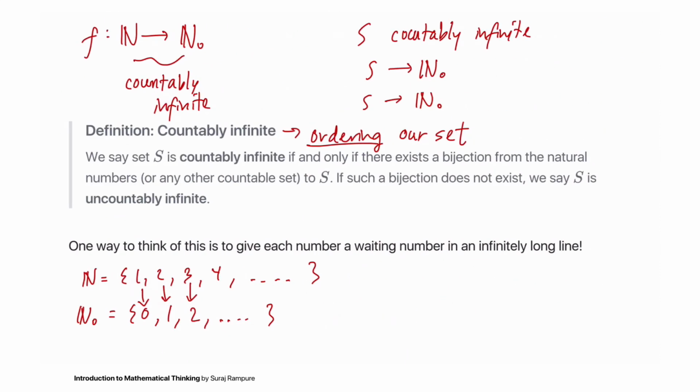It gives every element almost like a waiting number, like at the DMV, but the line is infinitely long. So what finding a bijection between our set and the natural numbers does is it tells you when that number will be counted, or when that number will be accounted for in creating that set, okay? So what we want to do is find some way to order a set. And if we can do that, we say that set is countably infinite. Cool.